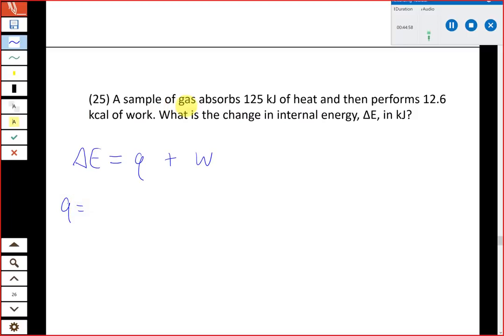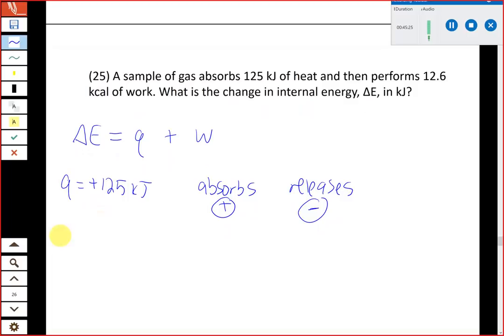we have 125 kilojoules. And the key word here is it absorbs that much. So for Q, you can either absorb or release heat. If it absorbs heat, that's going to be a positive Q. If it releases heat to the surroundings, that's going to be negative. So this is absorbing heat, which means that Q is going to be plus 125 kilojoules.